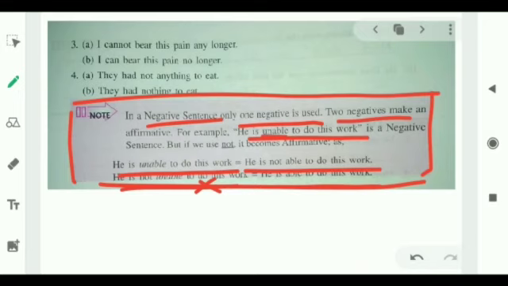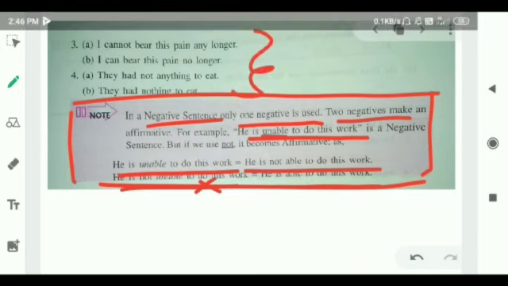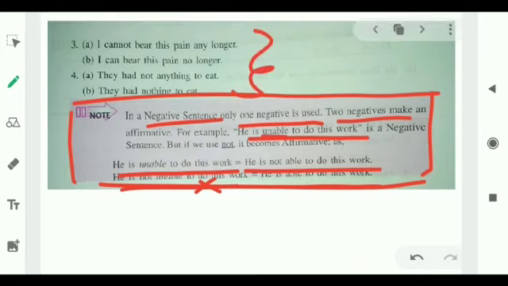Let's consider these examples, the ways to write the statements. I cannot bear this pain any longer. I can bear this pain no longer. Over here, cannot, and over here, no. Both these statements are expressing the negative sense. They had not anything to eat. They had nothing to eat. Not anything, and over here, nothing. So I hope this conversion of affirmative to negative is clear to you.